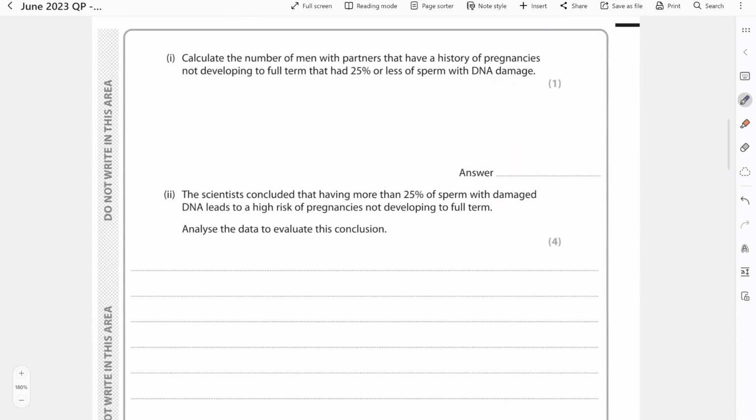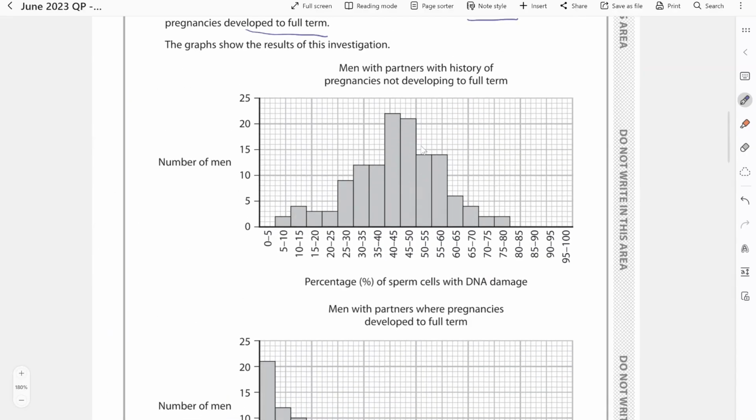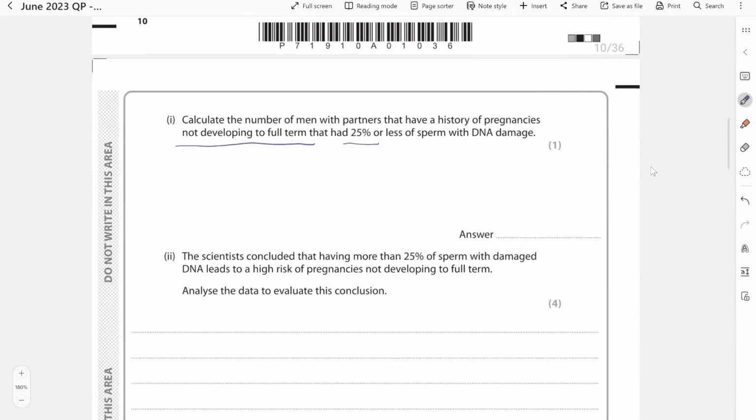Let's look at part 1. Calculate the number of men with partners that have a history of pregnancies not developing to full term that have 25% or less sperm with damaged DNA. Okay, so for this, we have to scroll up to the first table. It's asking for 25% or less, which means we have to add up these 4 bars here. So that is 2 plus 4 plus 3 plus 3. That gives us 12. All right, we're going to write 12.